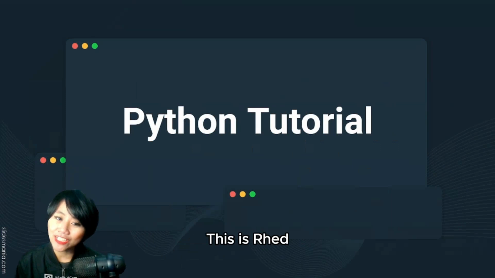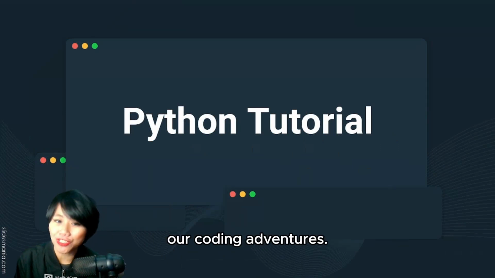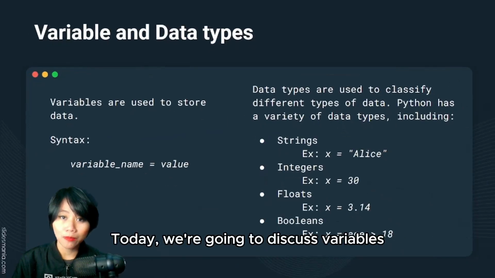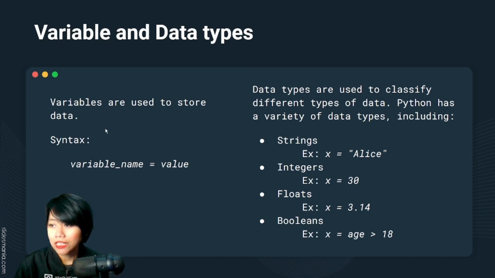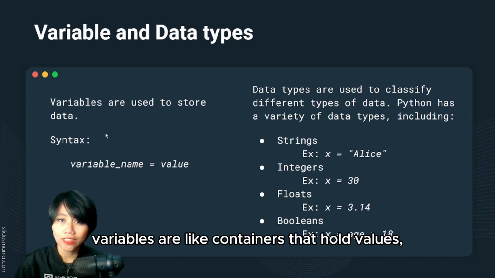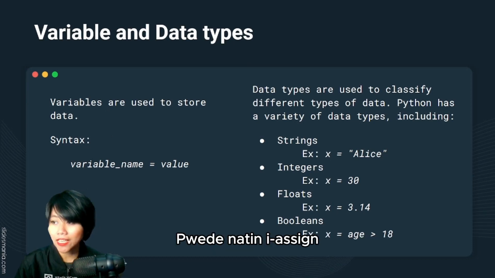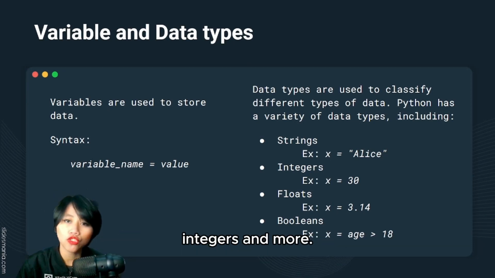Hello mga coder, this is Red and we're about to begin our coding adventures. Today we're going to discuss variables and data types. So what are variables? Variables are used to store data. In programming guys, isipin nyo yung variables are like containers that hold values. Pwede natin i-assign ng different types of data katulad ng strings, integers, and more.